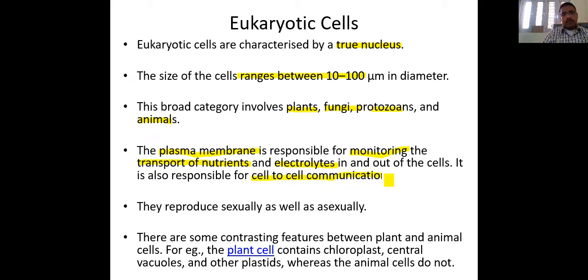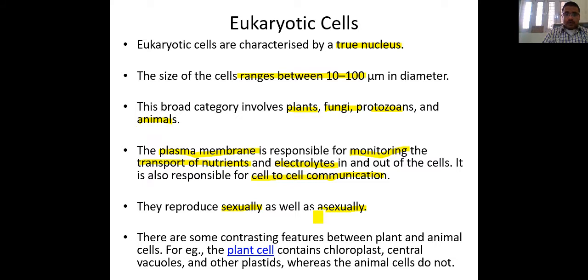It is also responsible for cell communication. There are different cells in all living organisms, and this is how all these cells communicate with one another. This plasma membrane is also responsible for this, and for reproduction, sexually as well as asexually. In the case of prokaryotes, only binary fission takes place, whereas in the case of eukaryotes, sexual reproduction takes place where they come into contact together, or without contact they reproduce the new one.